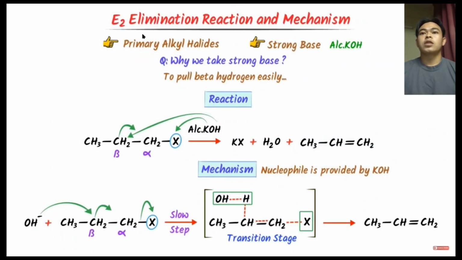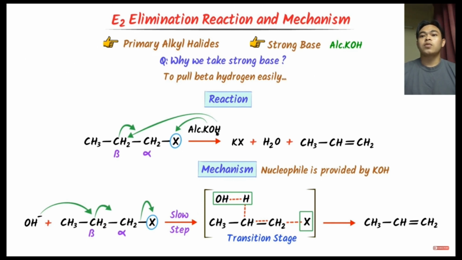Okay, next we will take a look at this example, E2 elimination reaction. So we will consider primary alkyl halides, and we will use a strong base in this reaction. We will use alcoholic potassium hydroxide. So why we take a strong base is to pull the beta hydrogen easily. So where is the beta hydrogen? It is at this carbon. This one is the alpha carbon.